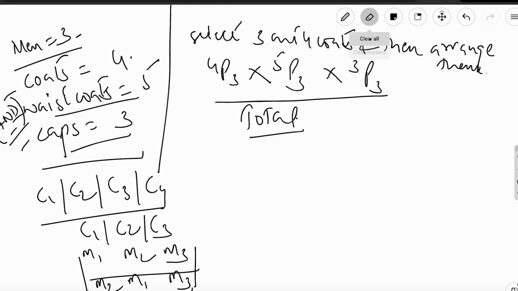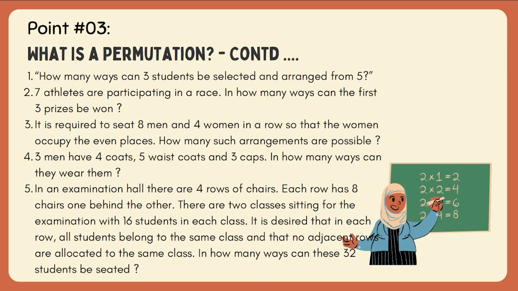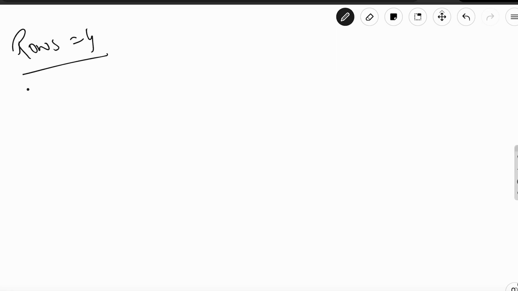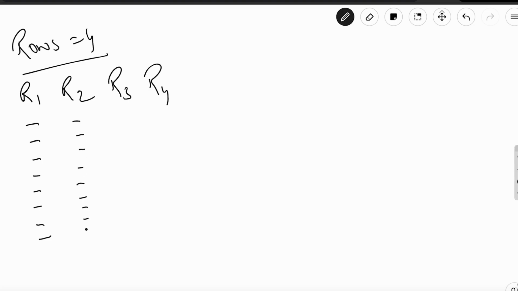Let's take one more question. In an examination hall, there are 4 rows of chairs. So number of rows are 4. Each row has 8 chairs, one behind the other. So let's assume we have 4 rows: R1, R2, R3 and R4. Each has 8 chairs: 1, 2, 3, 4, 5, 6, 7, 8, and similarly for the other rows.